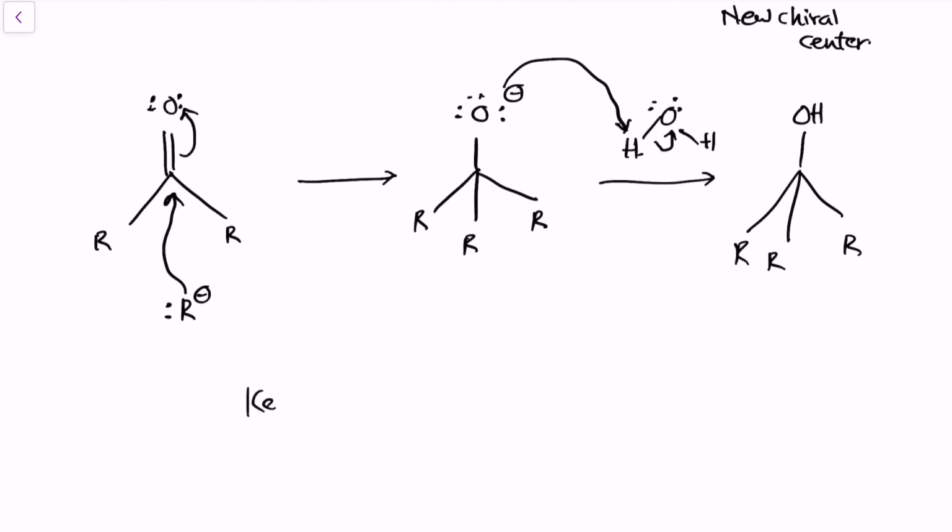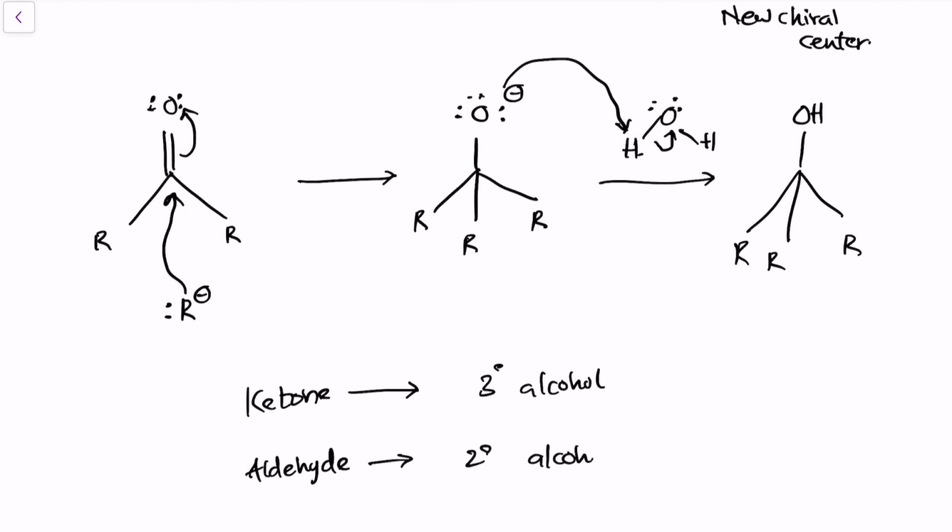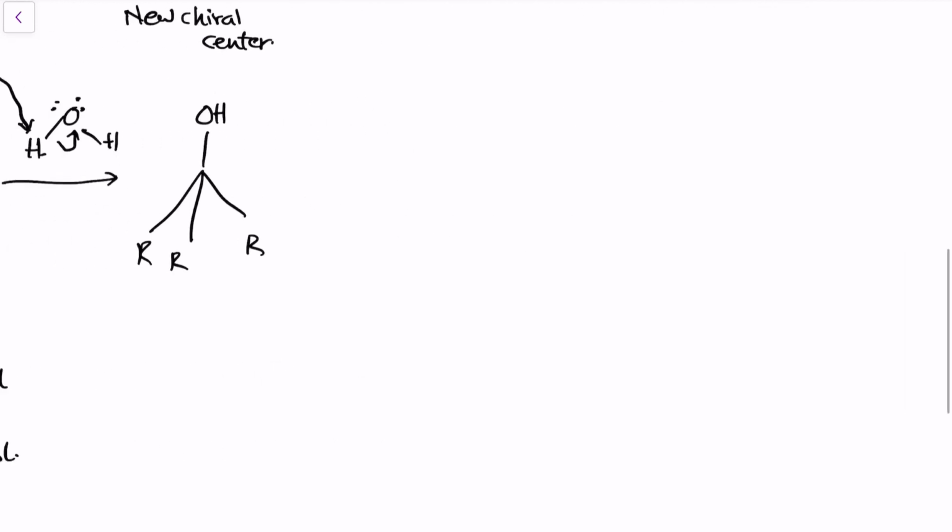So when you use a ketone, the Grignard reagent creates a tertiary alcohol. When you use an aldehyde, it creates a secondary alcohol. So the Grignard reagent creates specific alcohols based on the specific purpose that you are using. This is how you can differentiate between a ketone and an aldehyde depending on the product that you end up getting. So let's try some examples.